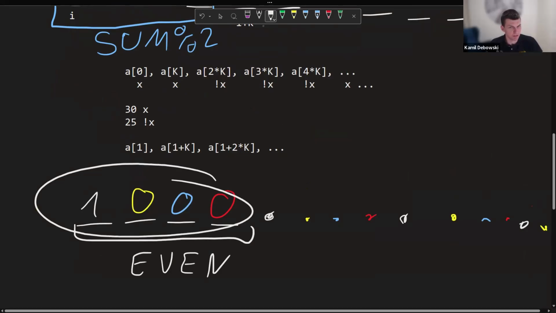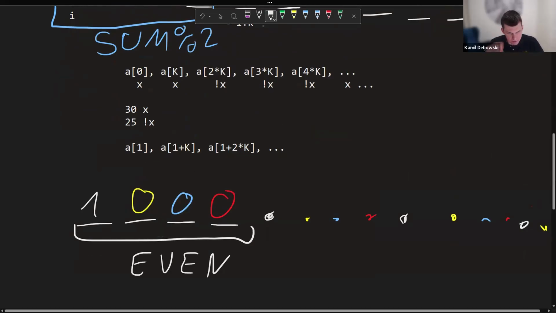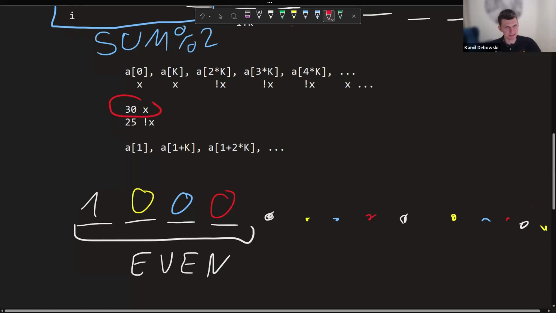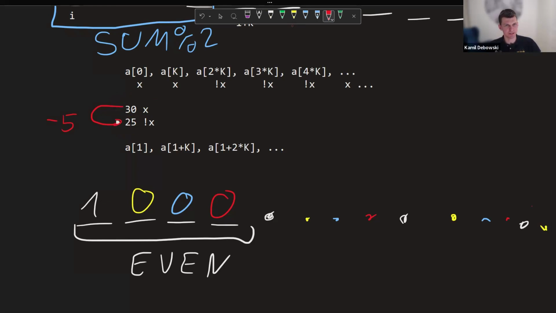But hey, it's not even. One of those bits needs to be changed into the other possibility. 1 into 0 or 0 into 1. One bit needs to be flipped into the other option. So when we look here at the 30 versus 25, I know that this is the better option for maximizing the number of ones, but I can flip my decision for the cost of -5 to the answer, and then it will be the opposite.